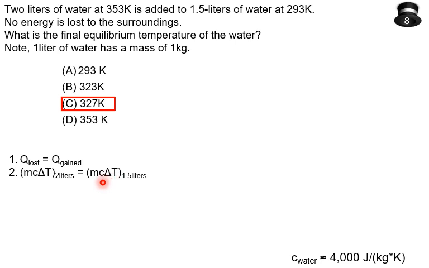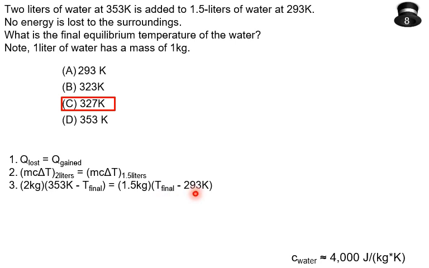And of course here, the specific heat capacity is the same for these two objects because they are both water, so that's going to cancel. So then we can just plug in the mass of the 2 liters of water. Its change in temperature is going to be 353 Kelvin minus whatever the final equilibrium temperature is. The cooler water has a mass of 1.5 kilograms. Its change in temperature is going to be the final minus its initial, and you can solve this equation.